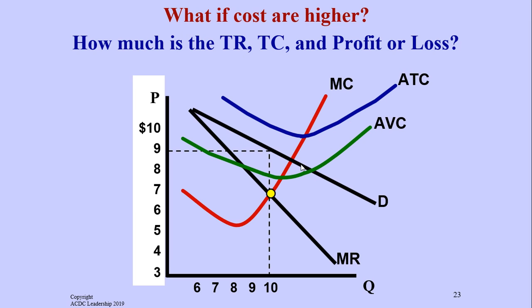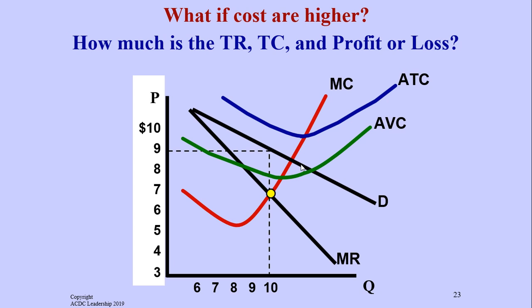10, because that's where MR equals MC. Now, that costs the firm, looks like their cost is $7 per unit, or additional cost, additional cost for every additional unit is 7. It's not the total cost. But they're not going to charge 7. What are they going to charge? 9. They're going to charge 9.